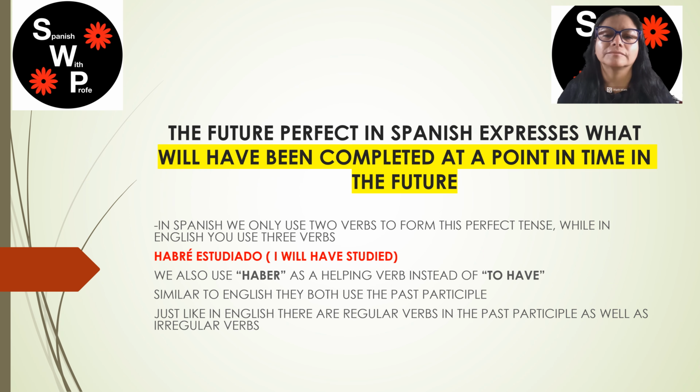Okay, pues muy bien. The future perfect in Spanish expresses what will have been completed at a point in time in the future. In Spanish, we only use two verbs to form this perfect tense, while in English, you use three verbs. For example, habré estudiado. Habré is the helping verb that in English will be I will have. Estudiado is the given verb in the past participle, while in English it is study right here.